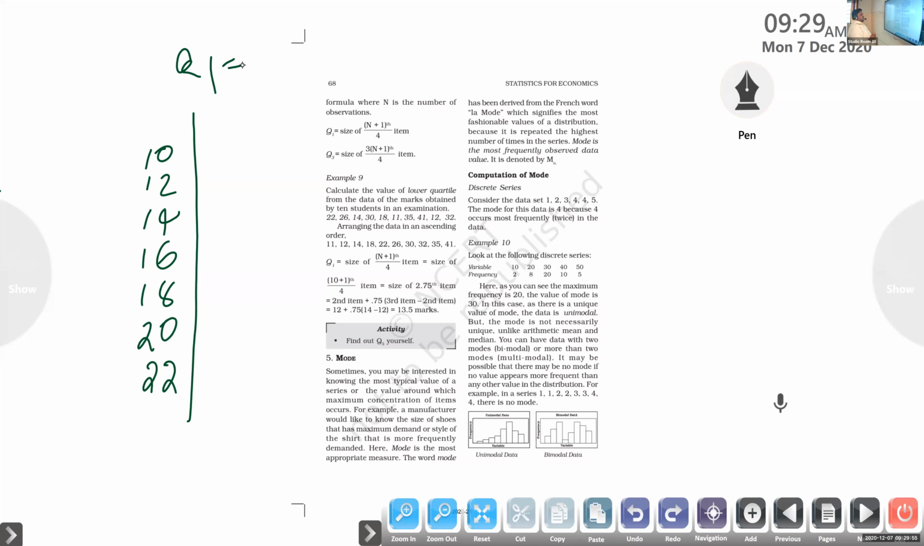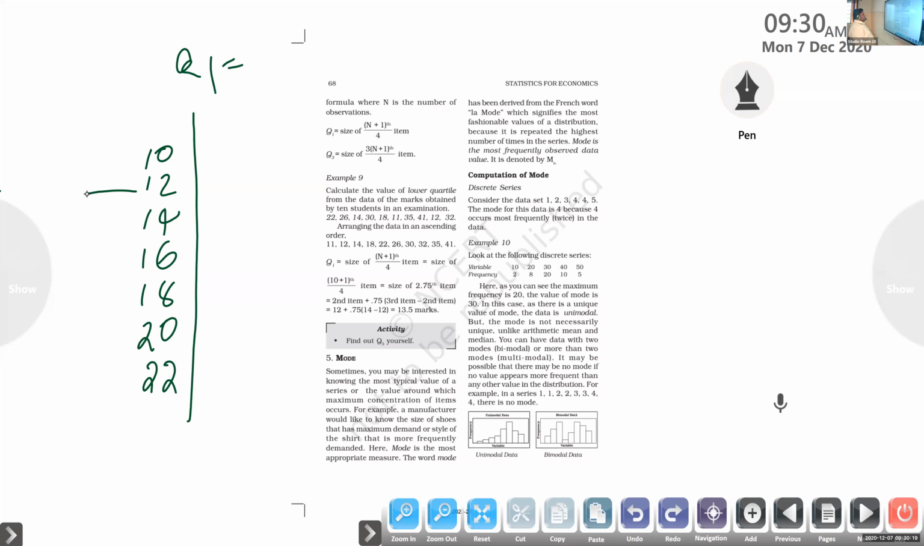Okay, so 7 plus 1 divided by 4. 8 by 4 is equal to 2, right? So what is the digit here? What is the Q1? That is the second item, which is 12 here. All right, so 12 is the answer. Q1 is 12. Clear.